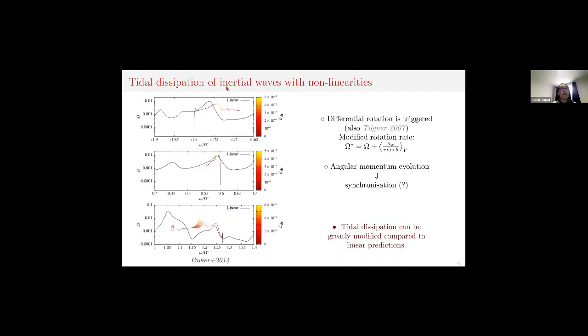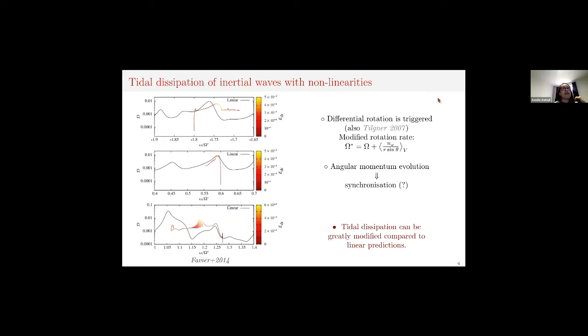And a few studies have looked at the impact of nonlinearity, thanks to direct nonlinear simulations. Benjamin Favier did that in 2014. He performed a nonlinear simulation in a shell. So you have the dissipation here against the Doppler shifted frequency. And you can see in black the linear prediction, which is highly resonant in terms of the frequency.